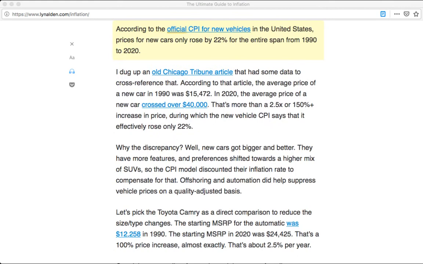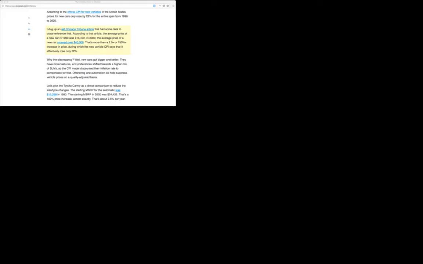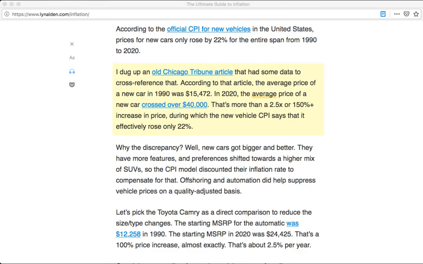According to the official CPI for new vehicles in the United States, prices for new cars only rose by 22% for the entire span from 1990 to 2020. I dug up an old Chicago Tribune article that had some data to cross-reference that. According to that article, the average price of a new car in 1990 was $15,472. In 2020, the average price of a new car crossed over $40,000. That's more than a 2.5x or 150% plus increase in price, during which the new vehicle CPI says that it effectively rose only 22%. Why the discrepancy?